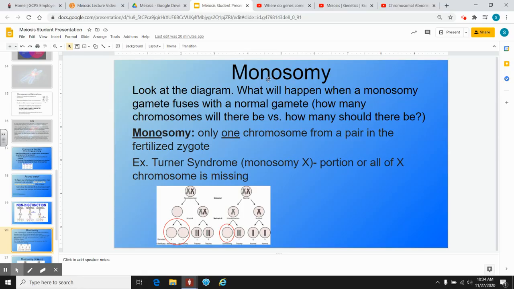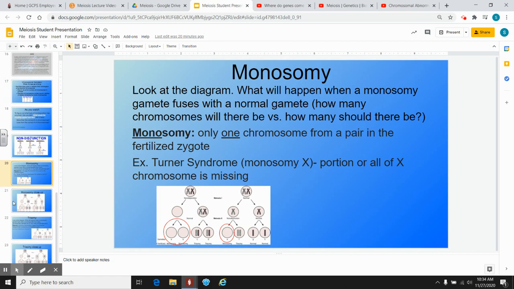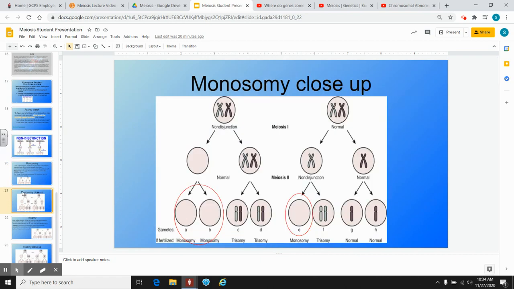So mono means 1. And it refers to the fact that only 1 chromosome from the pair is in the fertilized zygote. So how does that happen? Let's take a closer look at that same diagram. So let's look at the normal.